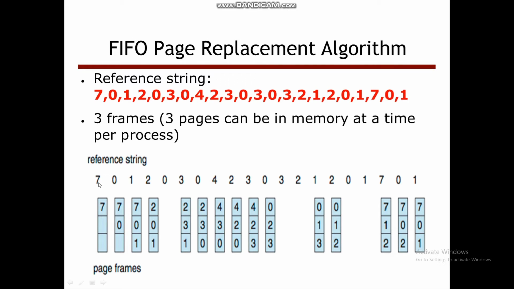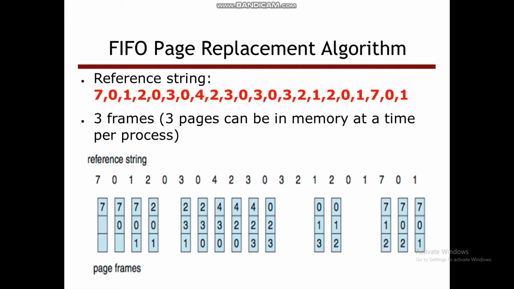So first page 7 has to be loaded in memory. It checks, there is no such page, so it has to be loaded. A page fault occurs, and then the frame was free, so there is no problem. And then page 0 has to be loaded. Again a page fault occurs, but the frame is free, so there is no problem. And then 1 is to be loaded. Free frame was there, so everything is loaded.